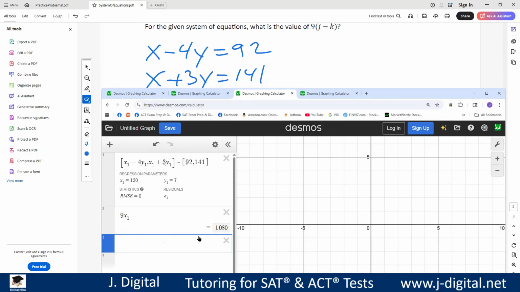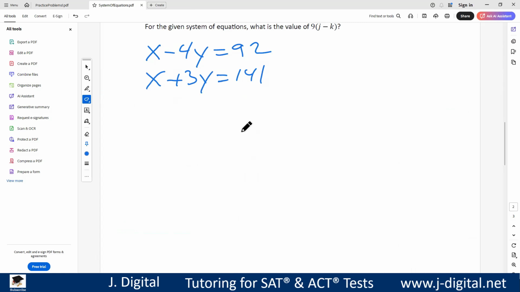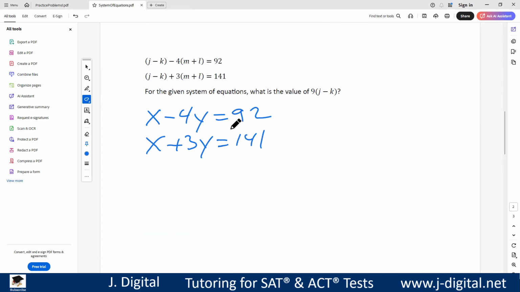I know a lot of problems with constants in them kind of throw people off, but you're still doing the same fundamental thing of solving a system of equations. So here we can make the j minus k just a single variable, and the m plus l a single variable.